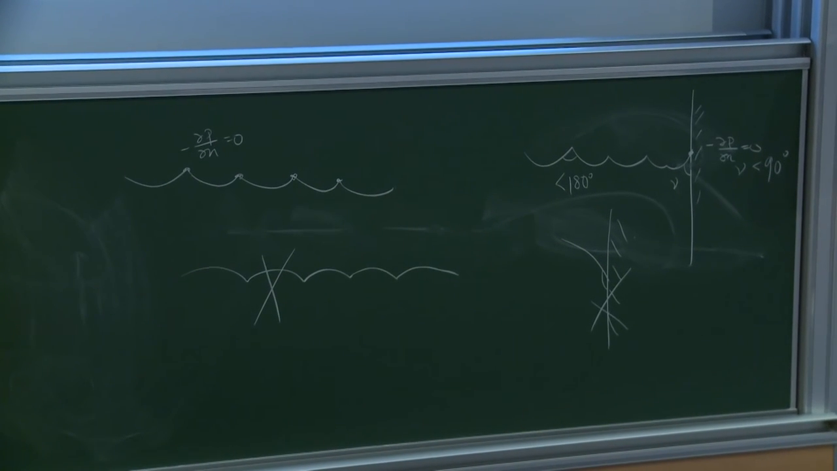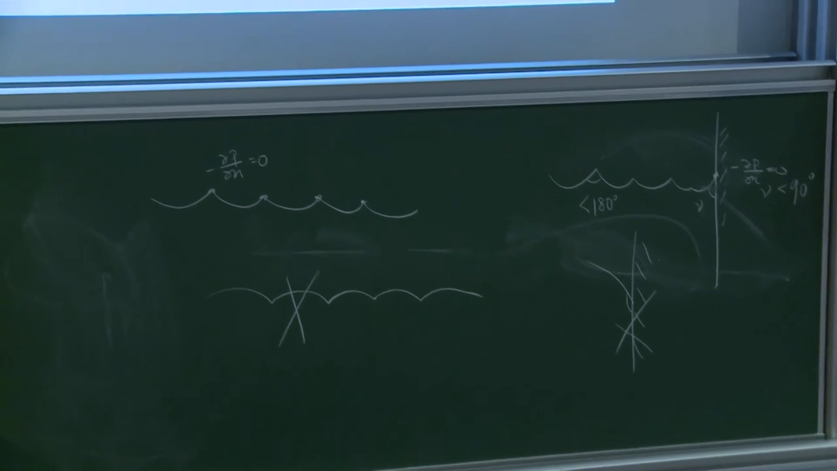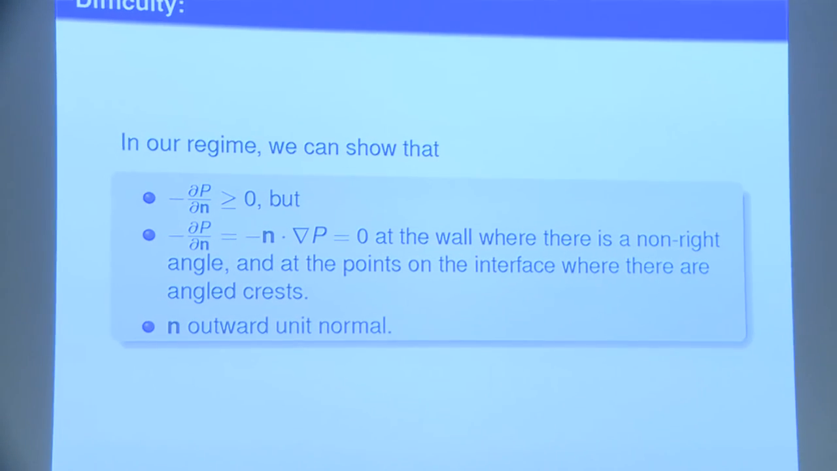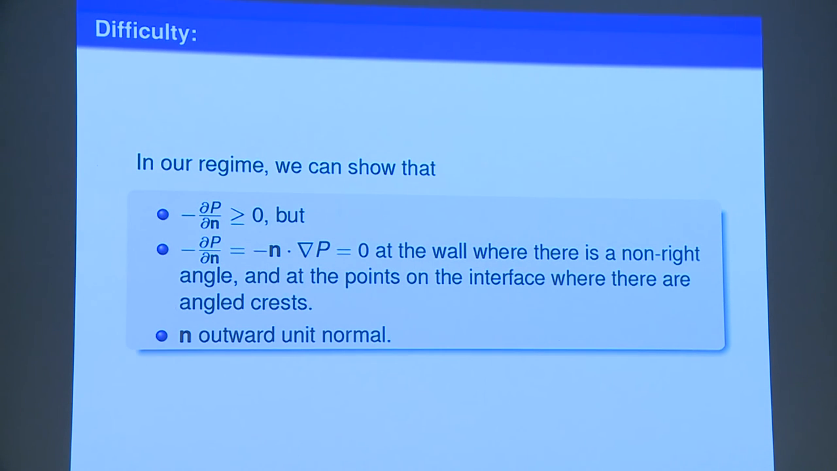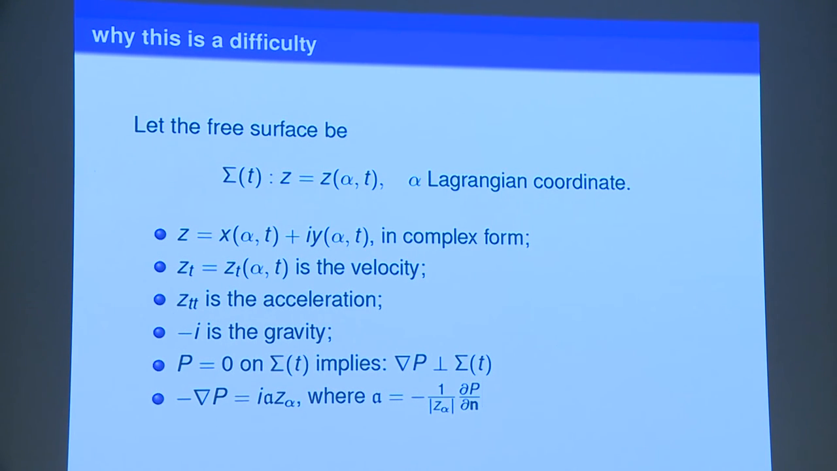So the main difficulty is, if you allow angle crests in your wave, then negative dp/dn becomes zero in these singularities. So why is this the case? Let's derive briefly. Actually, I'm going to derive briefly the quasi-linear equation, because it can be done pretty easily.